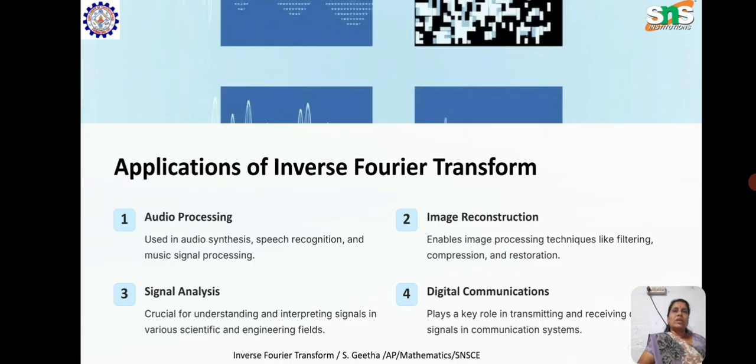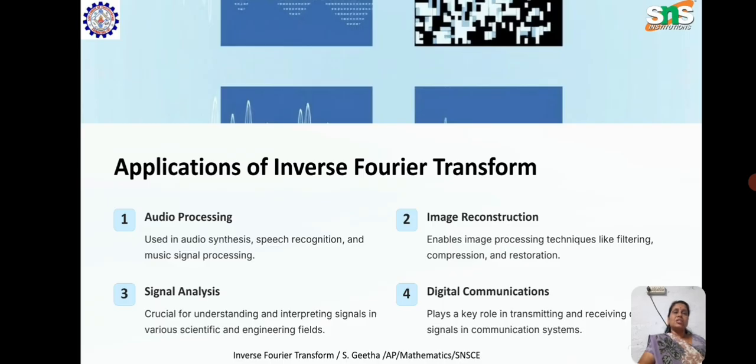Applications of inverse Fourier transform. Audio processing. It is used in audio synthesis, speech recognition and music signal processing. In image reconstruction, it enables image processing techniques like filtering, compression and restoration. In signal analysis, it is crucial for understanding and interpreting signals in various scientific and engineering fields.